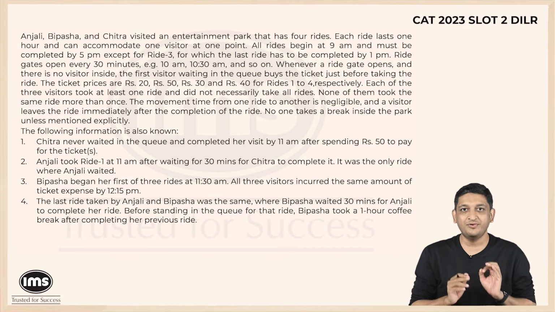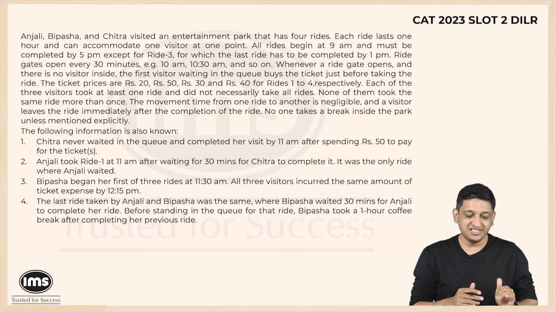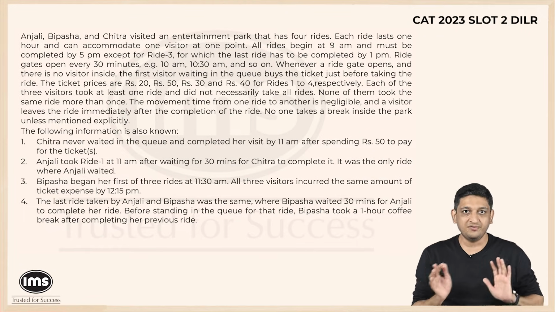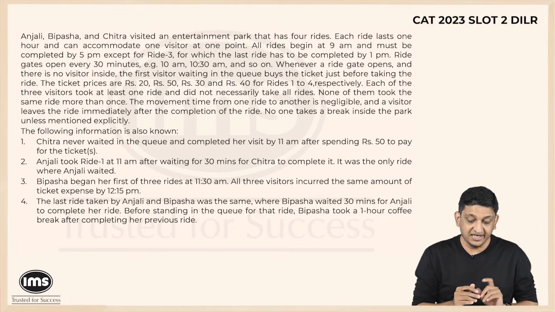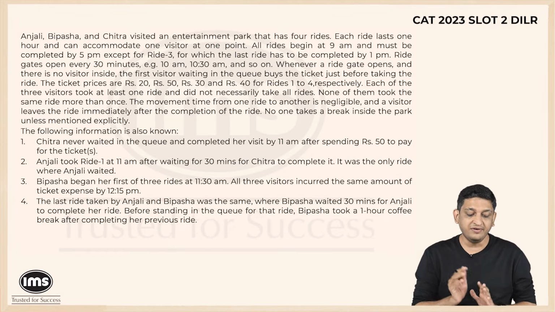Now this was a beautifully worded set. So if you look at the set, Anjali, Bipasha and Chitra visited an entertainment park that has 4 rides. So there are 4 rides. Let's call them R1, R2, R3, R4 that are there. Each ride lasts 1 hour and can accommodate 1 visitor at one point. So that is the data that has been given to us.